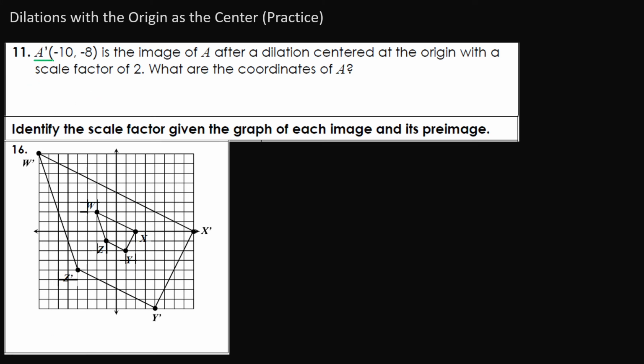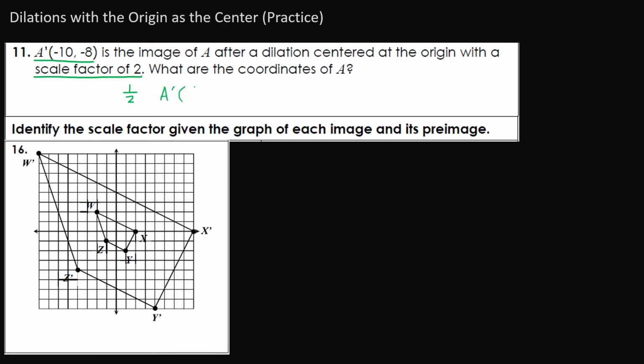We know A prime, and we know that it's been dilated with a scale factor of 2, meaning that A has been multiplied by 2 to get A prime. So if we're going to work backwards, that means we need to multiply the image points by the reciprocal of 2, or reverse our process. The reciprocal of 2 would be 1/2. We're going to multiply both the x and y values of A prime by 1/2 to get A.